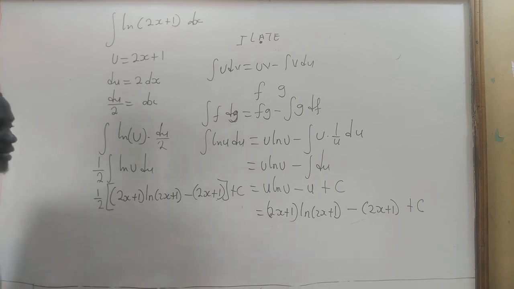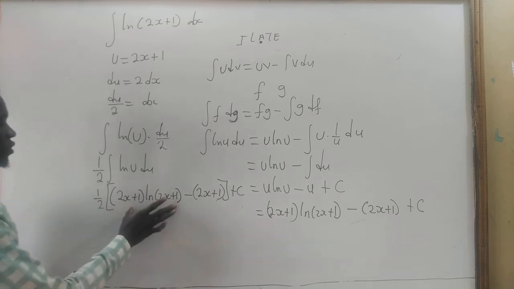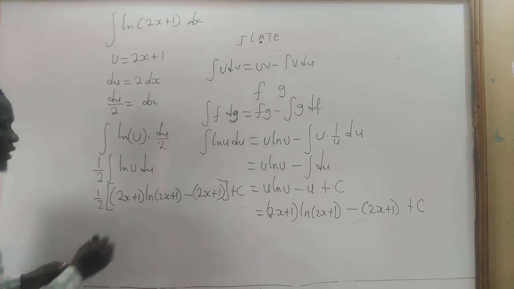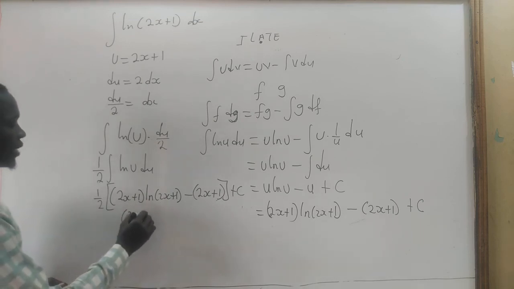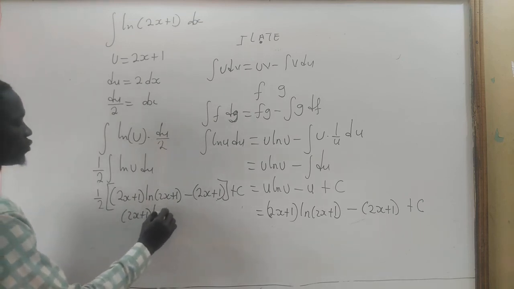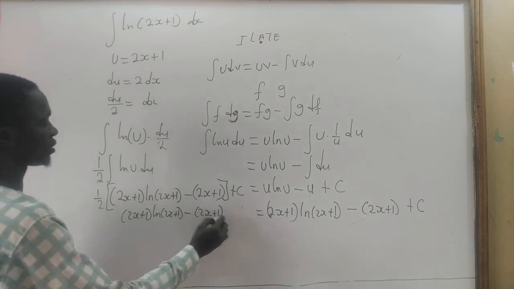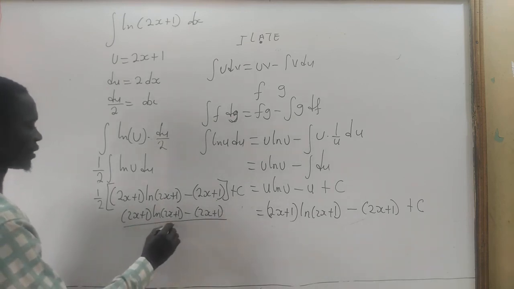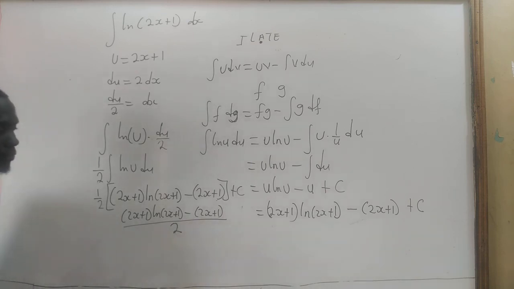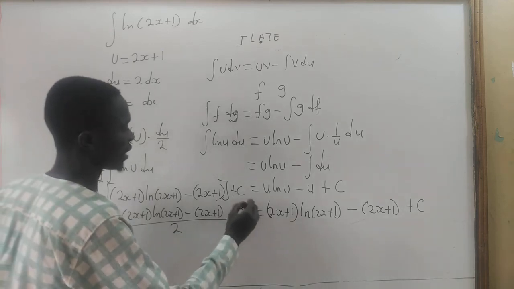Or we can write all of this under a common denominator: 2x plus 1 times natural log of 2x plus 1 minus 2x plus 1, all divided by 2. Very nice as that. That is it. Plus the integral constant c.